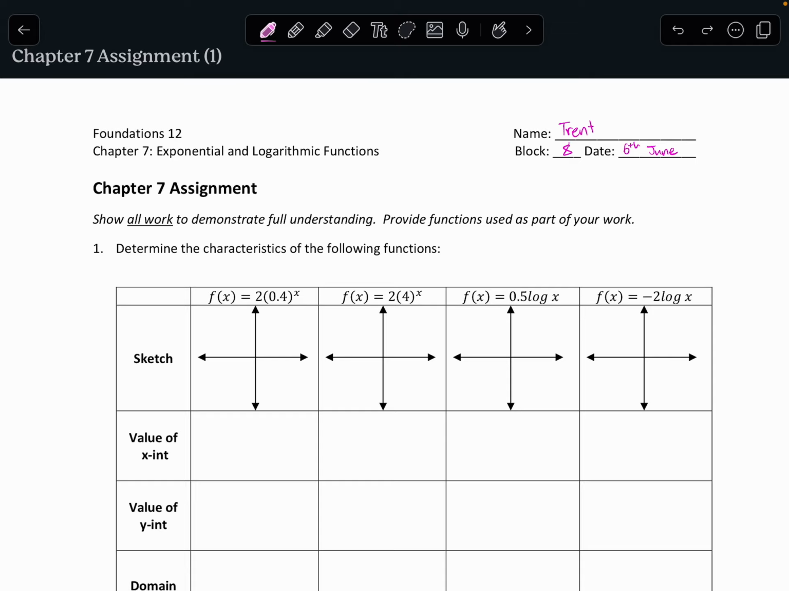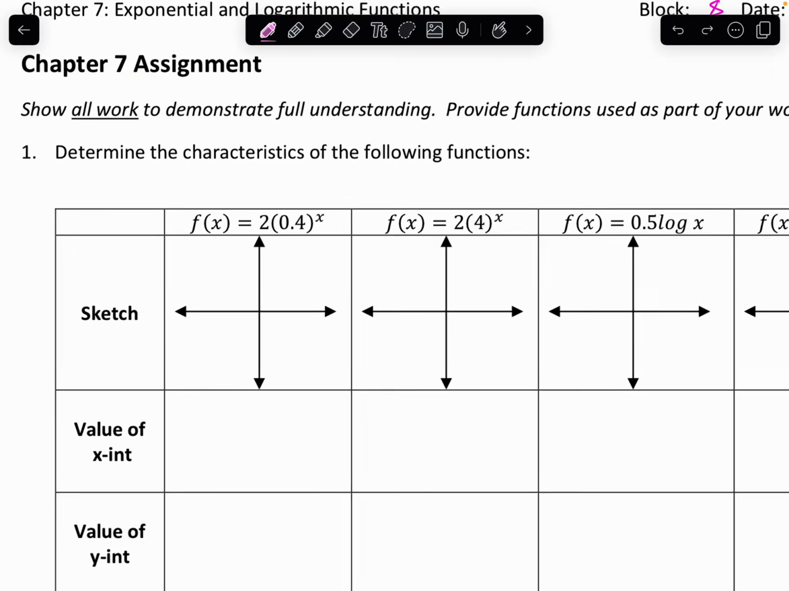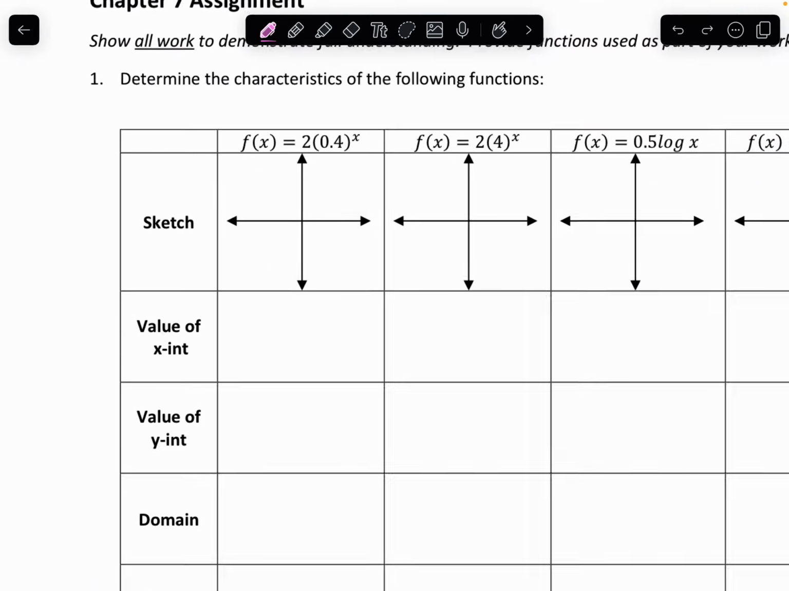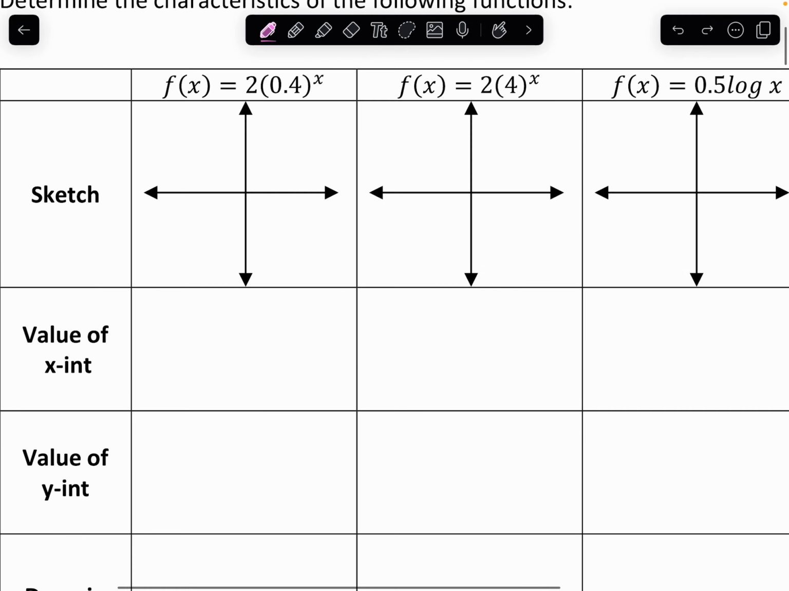Sorry, I just had a shocker of an attempt to start the recording, so we're restarting. We're doing chapter assignment number 7. It's pretty late, so I might be a bit discombobulated, but we've already got our name and date and lucky number in the block and everything, so we'll go straight into it.